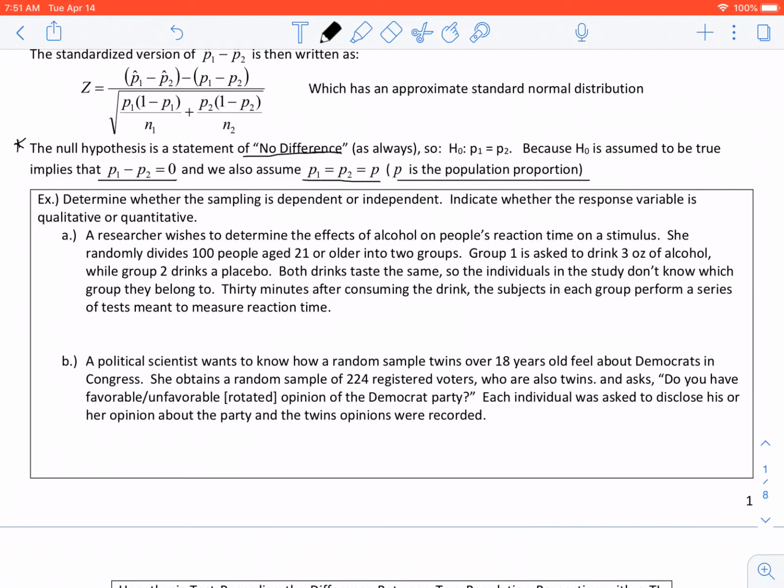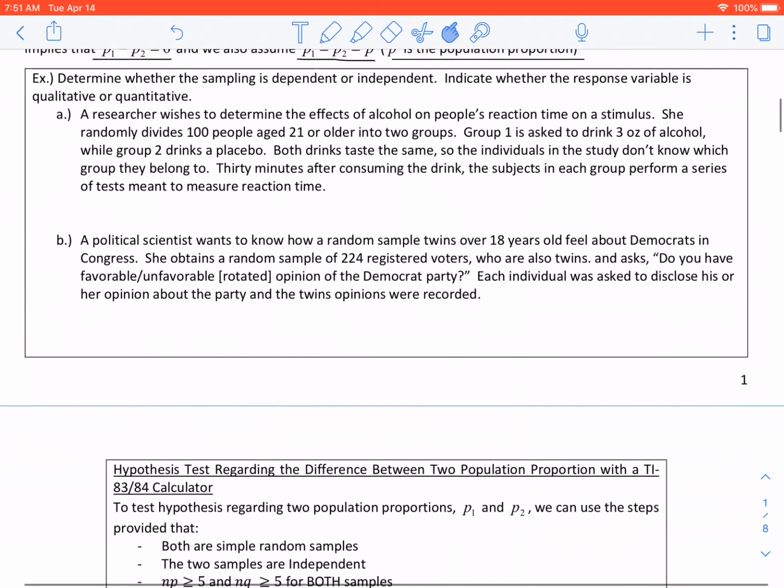So, example down here. It says determine whether the sampling is dependent or independent. Indicate whether the response variable is qualitative or quantitative. So take a second to read through those.